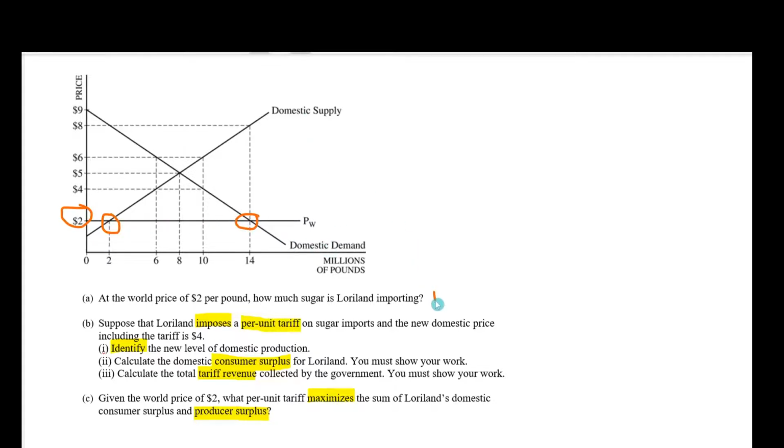You don't have to show your work. It doesn't ask you to show your work, but you could write 12 million pounds. So I'm just going to write 12. And that is your answer for A.